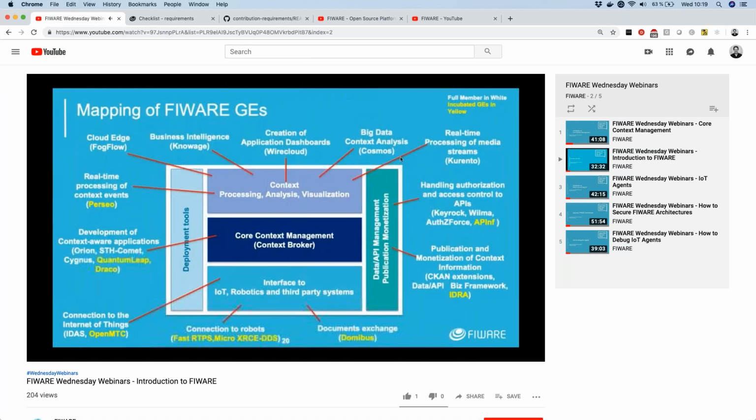Now, having done that, you can then say this is the latest state of FIWARE as a whole. This is where we start introducing the FIWARE catalog.